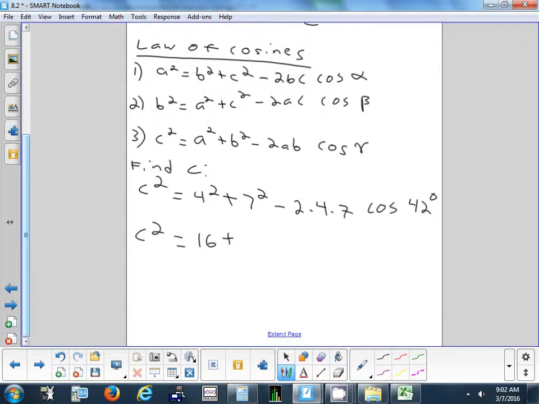4 squared is 16. 7 squared is 49. Now, if we want, at the same time, we can do our multiplication, because we've done exponents. But if I didn't do anything else, I would just copy down the rest of it, and then I would just have to write it again to do the multiplication. All right, so what's 2 times 4? 8. And then 8 times 7 is 56. Cosine 42.